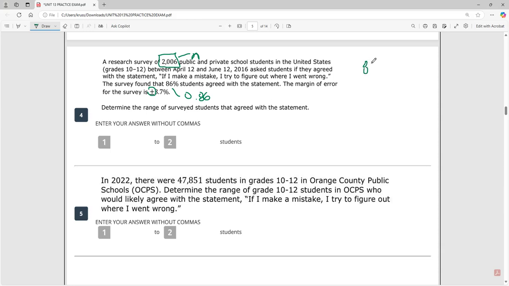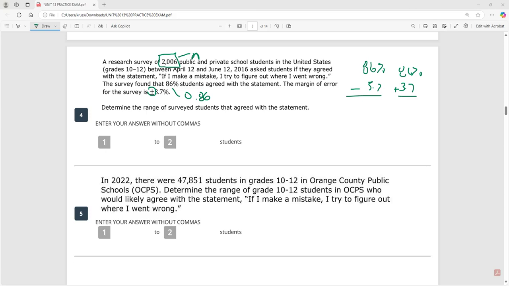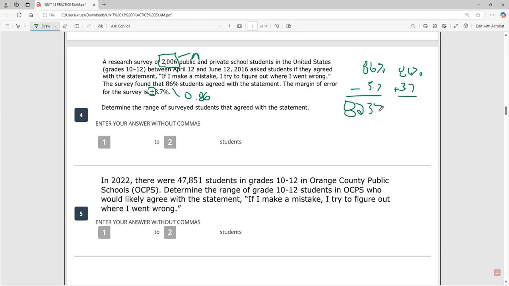So 86% minus 3.7 and 86% plus 3.7, right? And on each account, 86 divided by 3.7 equals, and we're going to subtract, why did I divide it? It should be 86 minus 3.7, and that's going to be 82.3%. And all the way up to 89.7%. Okay, so now I'm going to put these in decimal form.